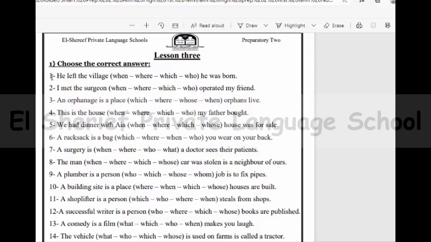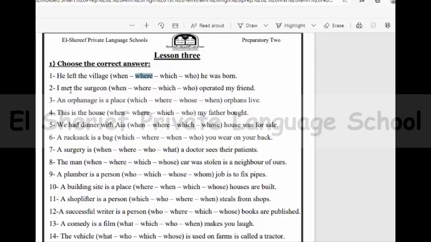So now let's do this exercise on lesson 3 and 4. Okay, choose the correct answer. Number 1. He left the village. He was poor. So he left the village where he was born. So the village is a place.